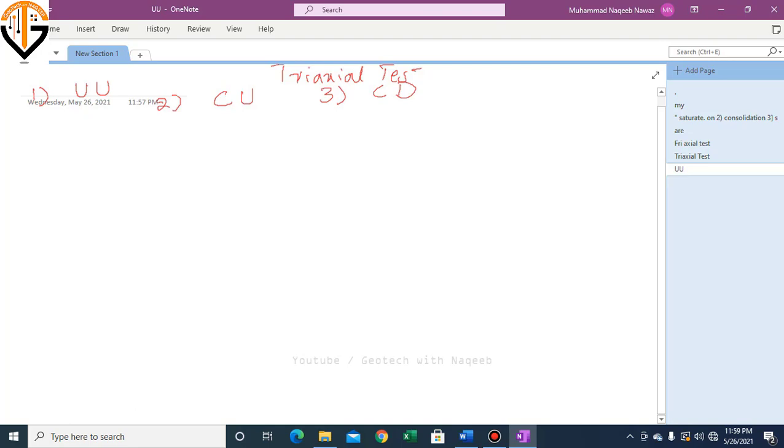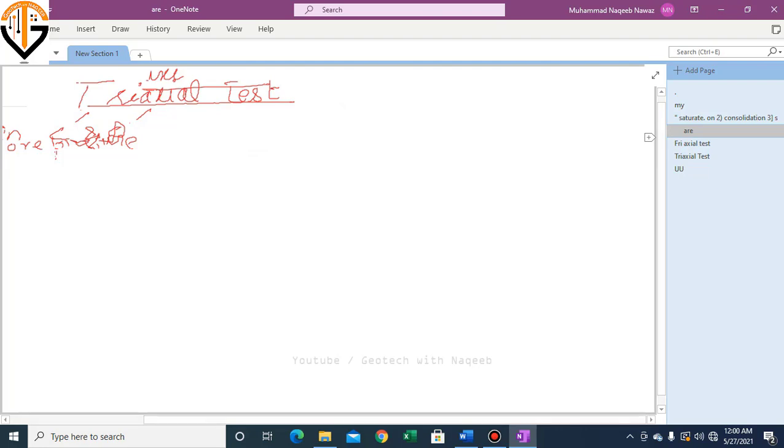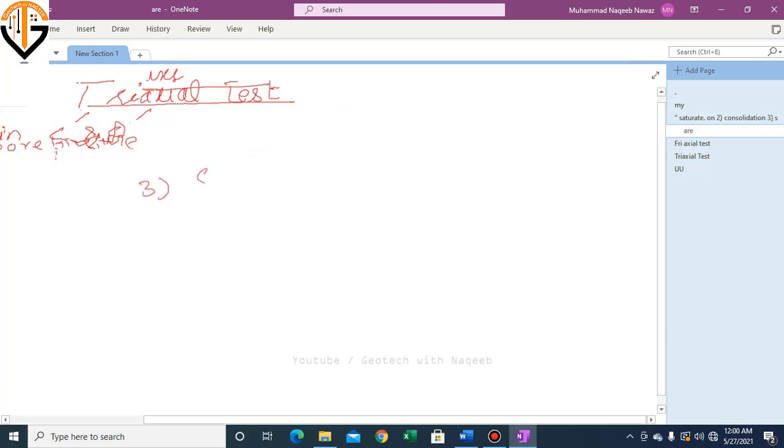Before discussing these three types, let me tell you about the stages of the triaxial test. What are the stages in which the test is carried out? The first stage is saturation, the saturation of the soil sample to achieve the worst case scenario. How do we saturate the soil sample? It requires another detail, so we'll discuss that later. The next stage is consolidation. Depending upon the type of the test, we have to decide whether the consolidation of the soil sample is required or not. And the third stage is shearing.